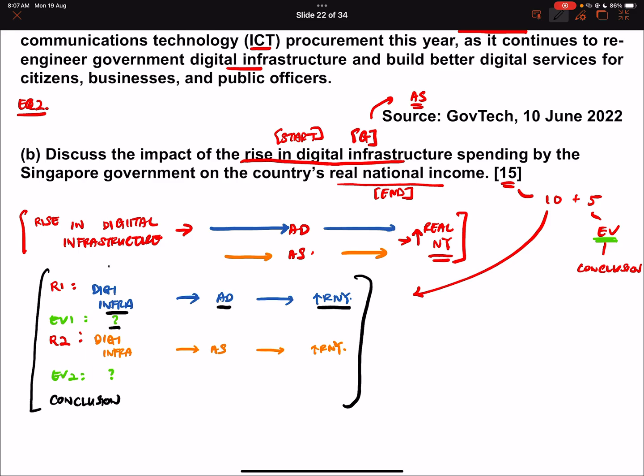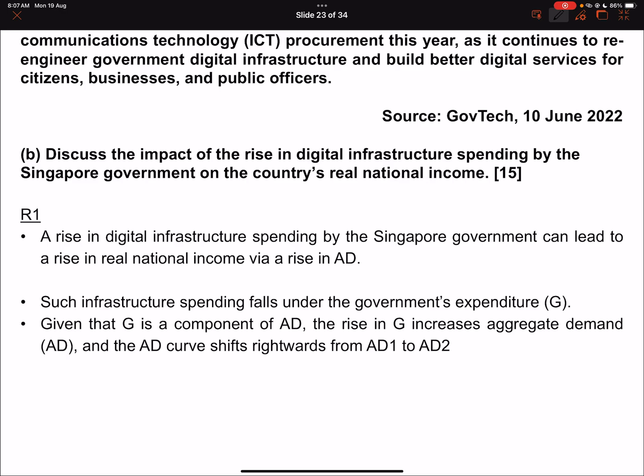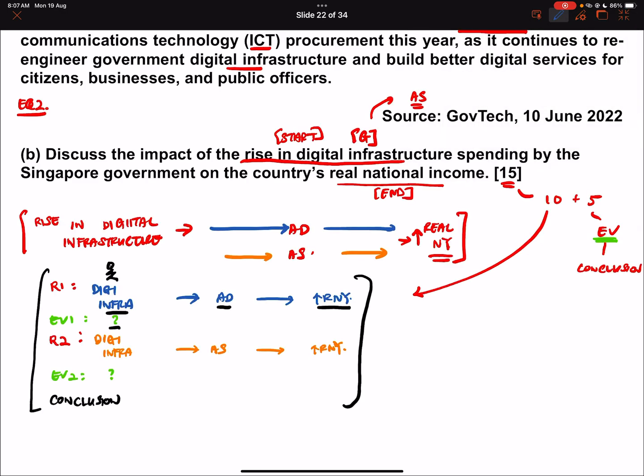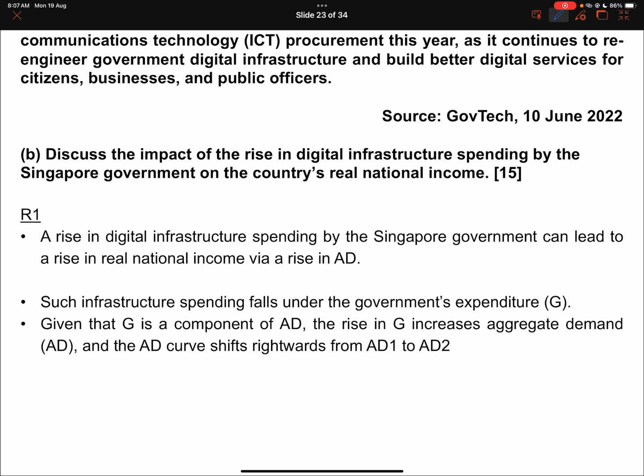So I'm going to stand here. Like what I mentioned before, R1 use blue, right? Digital infrastructure will lead to a rise in national income via a rise in AD. This kind of spending falls under government expenditure. We know that AD consists of 4 components: C, I, G, and X minus M. So the first thing you want to identify is the event, which is the rise in digital infrastructure. And so you want to make sure you link the event to a component of AD first.